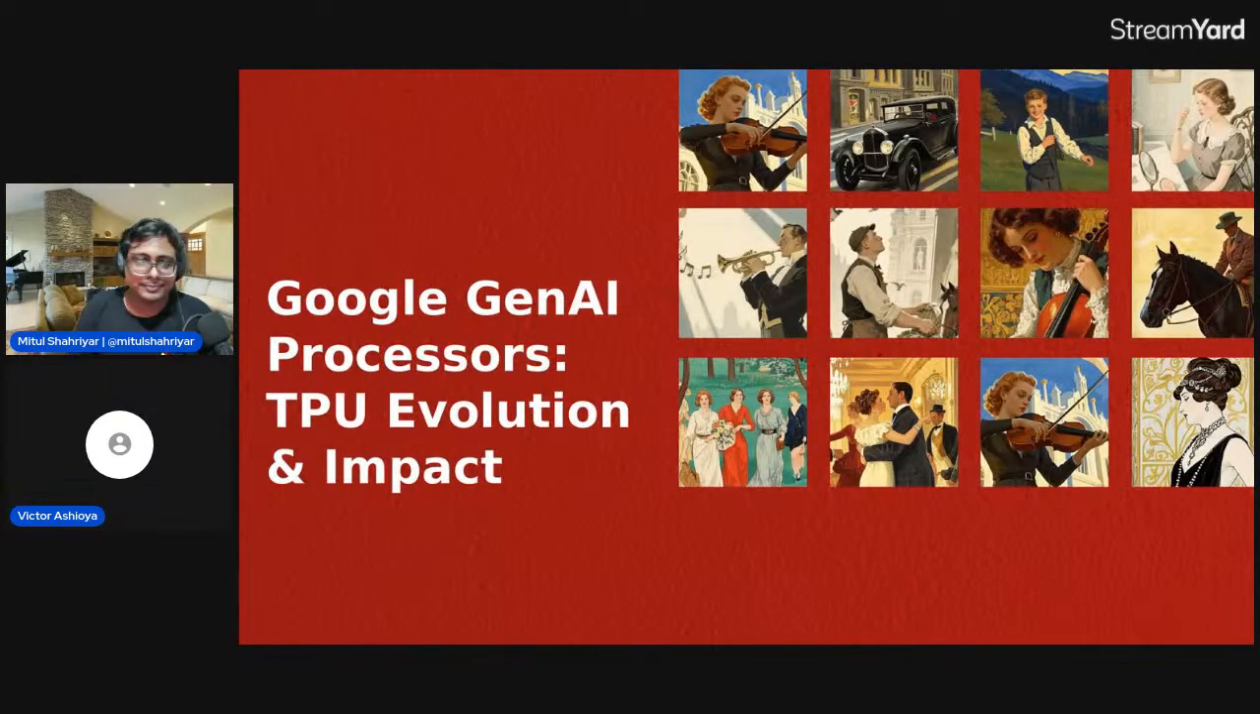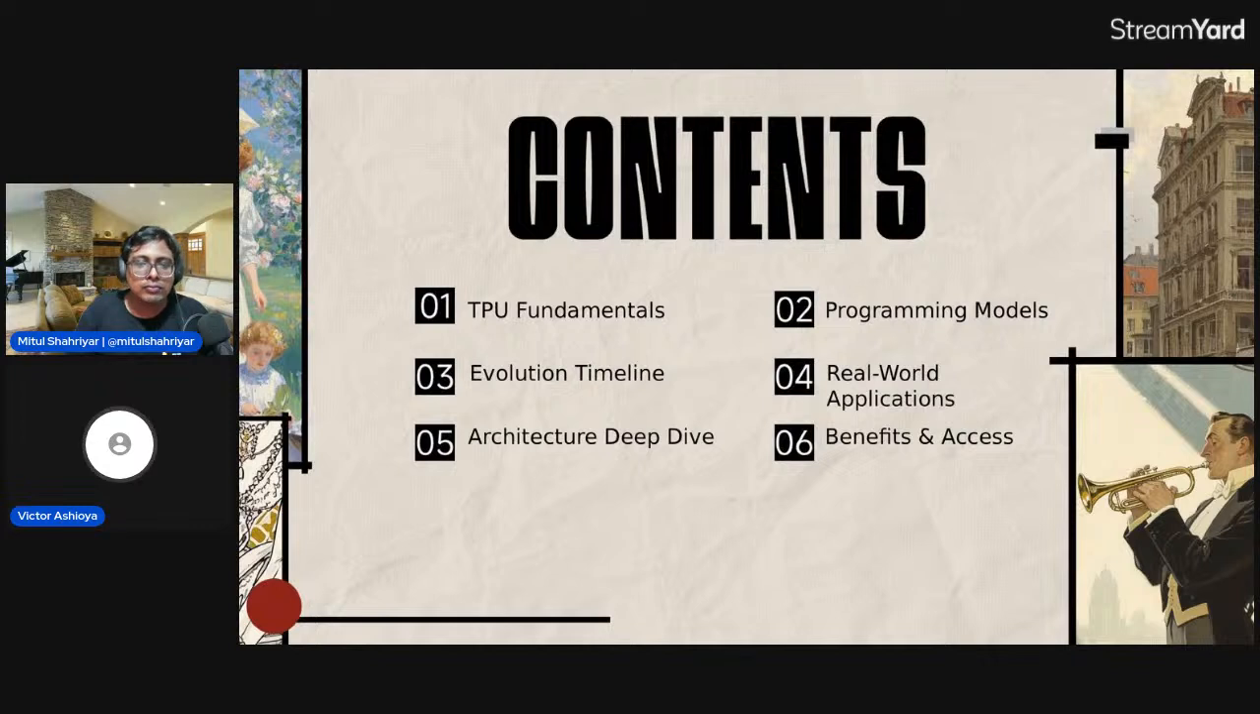Awesome. So yeah, today we're going to look at GenAI processors. It's basically a new revolutionary library for those who are processing huge batches of data, but are looking for efficient ways of making the pipeline easier in the modeling process, right? And it's optimized for TPUs. We're going to look at TPUs, then the evolution timeline, the programming models, real world applications, then the benefits and access.